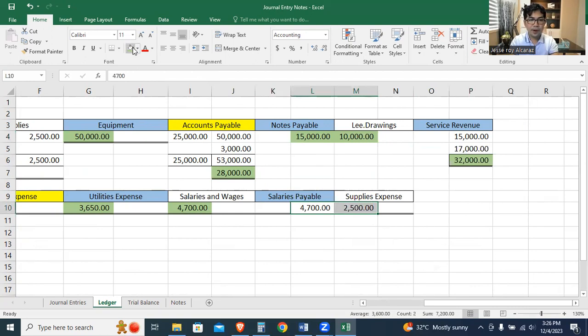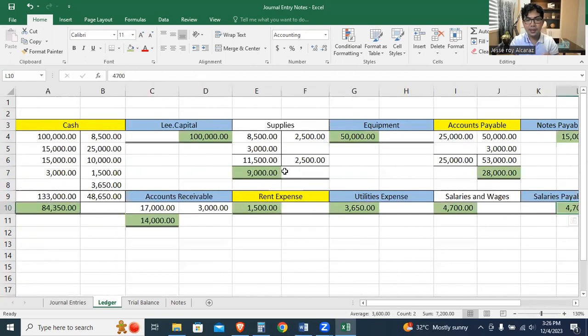So again, a quick review before we proceed to the trial balance. Journal entry: we have our transactions, then we have our journal entries. The journal entries will be summarized in the posting, the ledger, or the T account, whatever you call it. It is summarized per account, and we get the last figure at the end of the period. After getting that balance, we will be forwarding them to the trial balance.